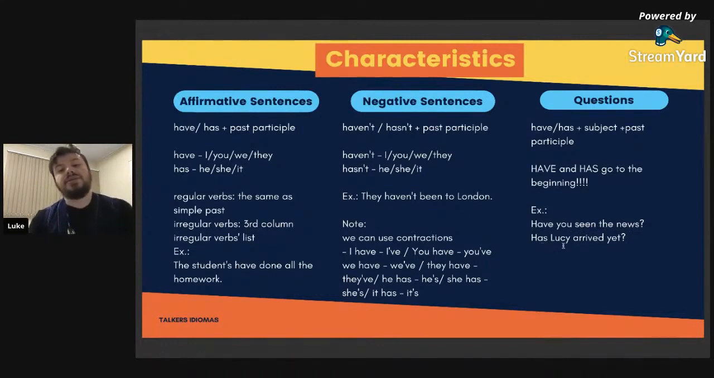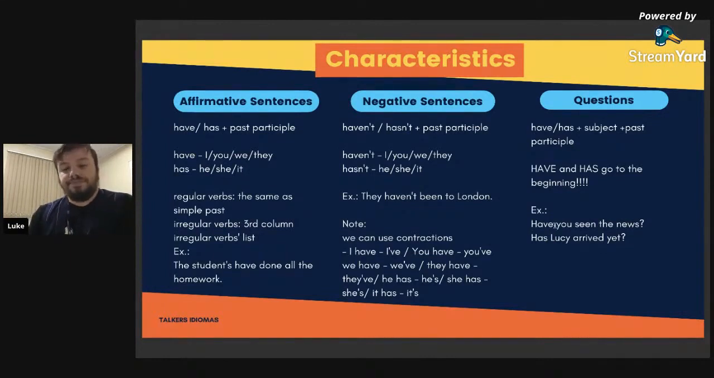And has Lucy arrived yet? The same idea. We have the auxiliary here. We have Lucy, which is the person, and then we have the verb in the participle form. Okay? So far, so good. Any questions? If you have any questions, please let me know.